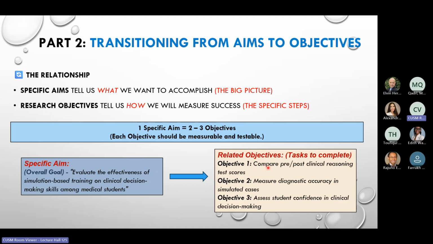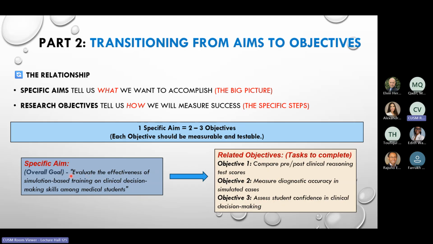Our first objective is, well, we want to compare pre-post clinical reasoning test scores. Number 2, we want to measure diagnostic accuracy in simulated cases. And number 3, assess student confidence in clinical decision making. You'll notice in every one of these objective statements, they're highly specific. There's a specific activity that we are about to perform: compare pre-post clinical tests, measure diagnostic accuracy in simulated cases, assess student confidence in clinical decision making. These are highly specific activities that will produce data of some kind.